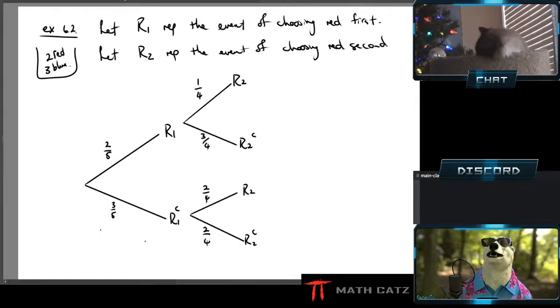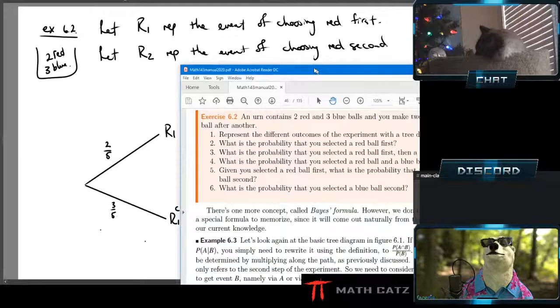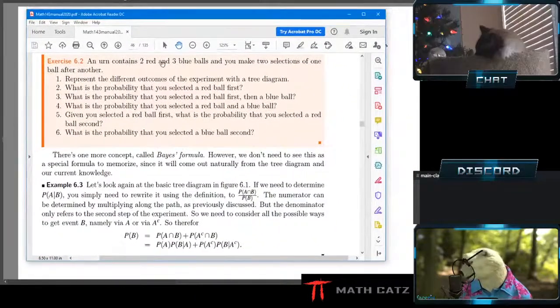Now I have my scenarios mapped out. Anything that could happen: red, red; red, blue; blue, red; blue, blue. Nothing else can happen. It's explaining the experiment completely. And I can now use this to answer literally any probability question about this experiment that they could possibly have. Okay, so now just a few probabilities here that they want.